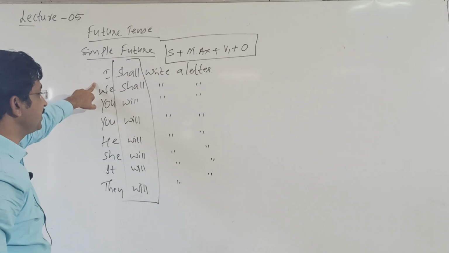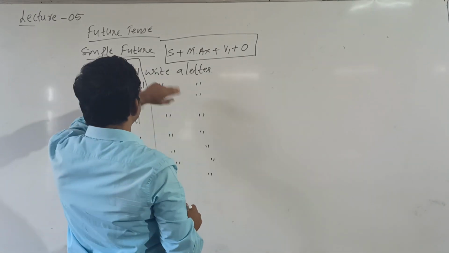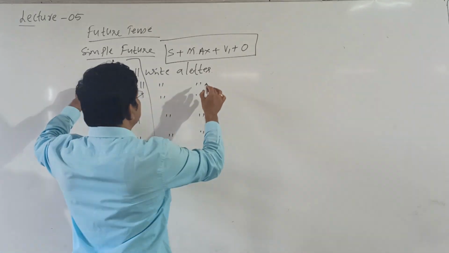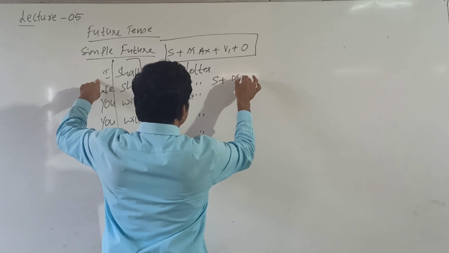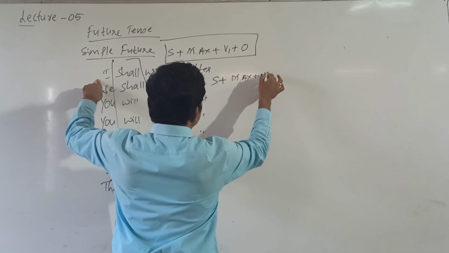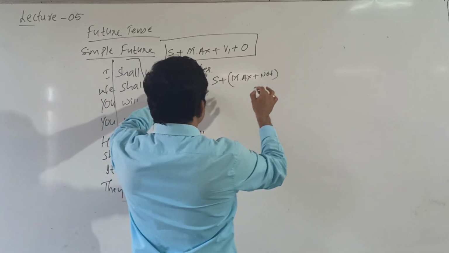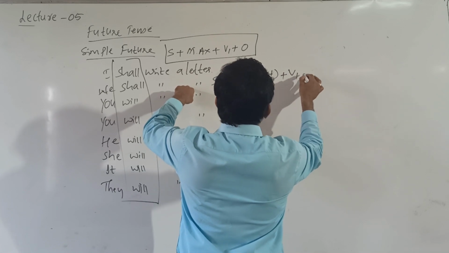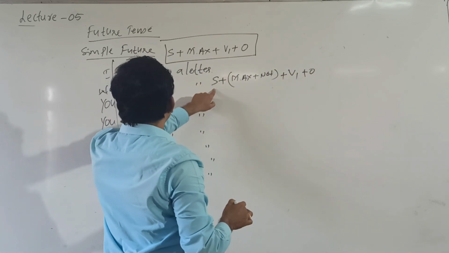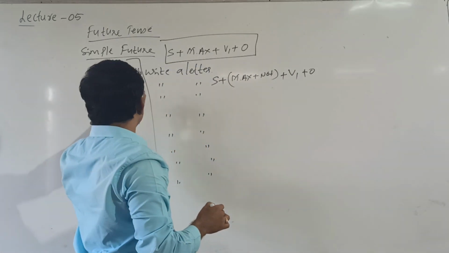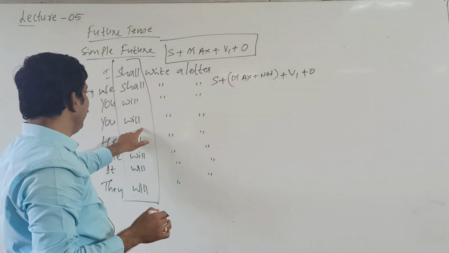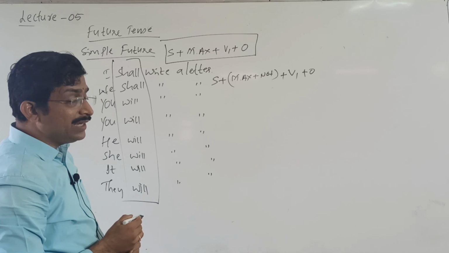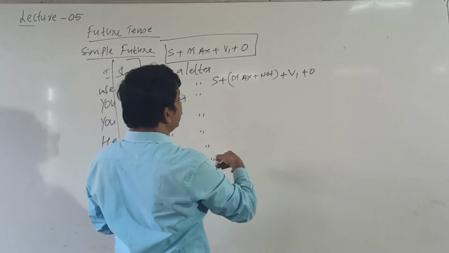Now here the modal auxiliaries. Now it's negative, adding not with auxiliary, that is yes plus modal auxiliary plus not plus V1 plus object. I shall not, we shall not, you will not, he, she, it will not, and they will not write a letter. Then it's an interrogative.